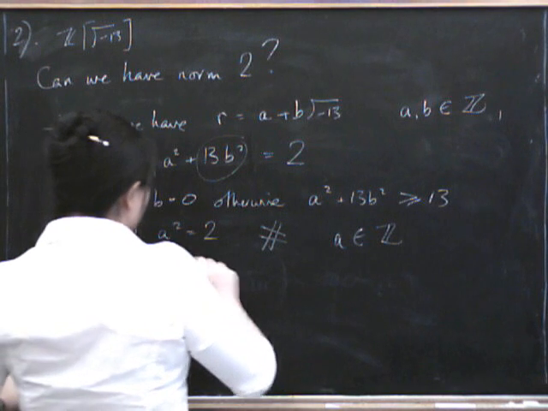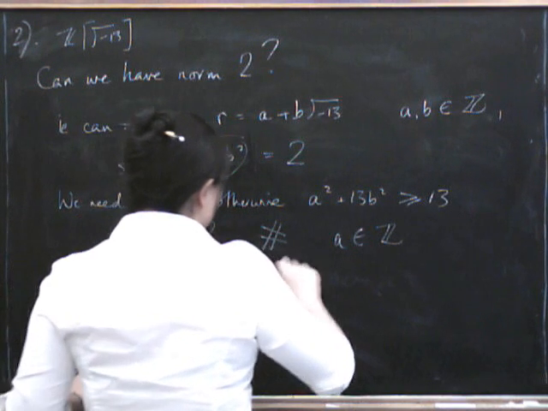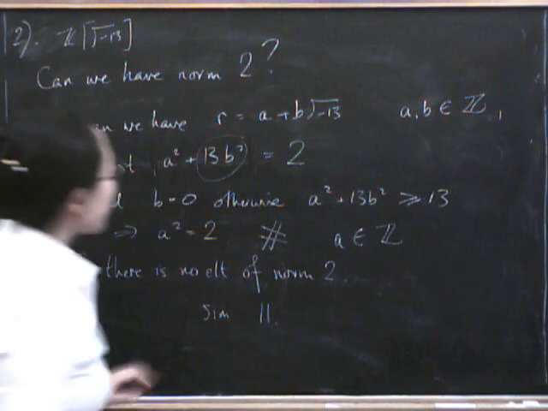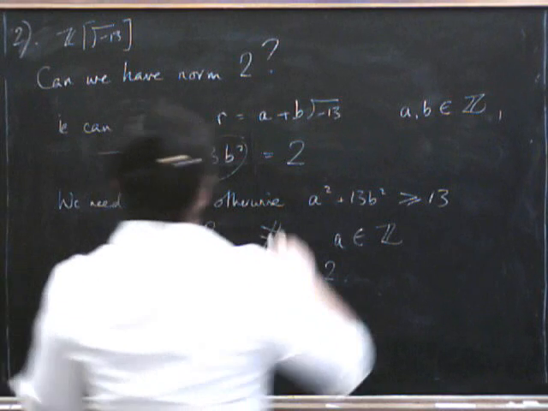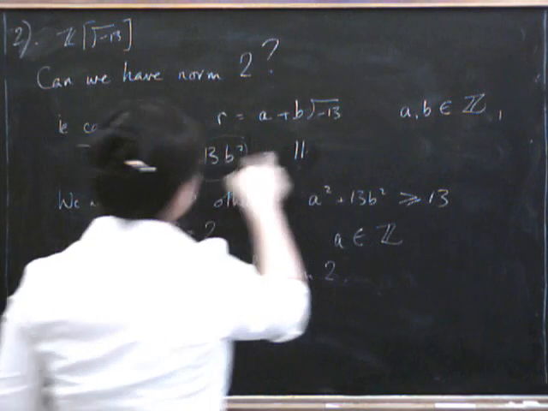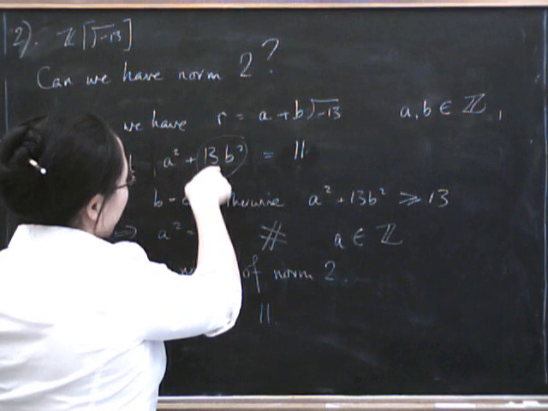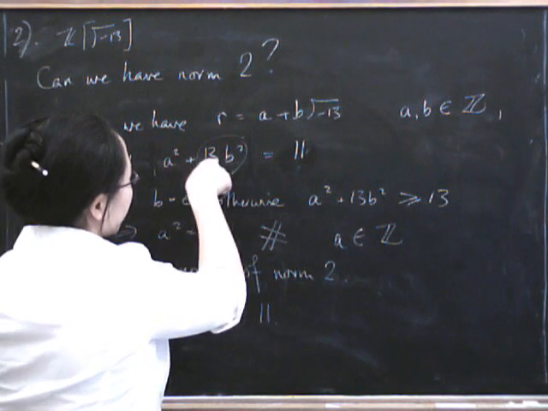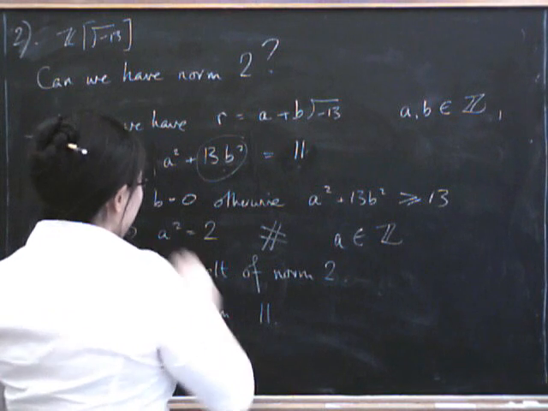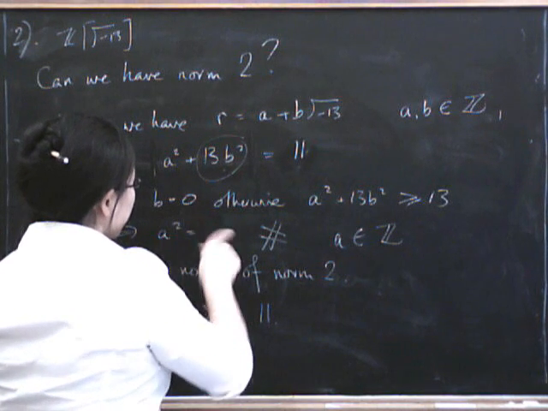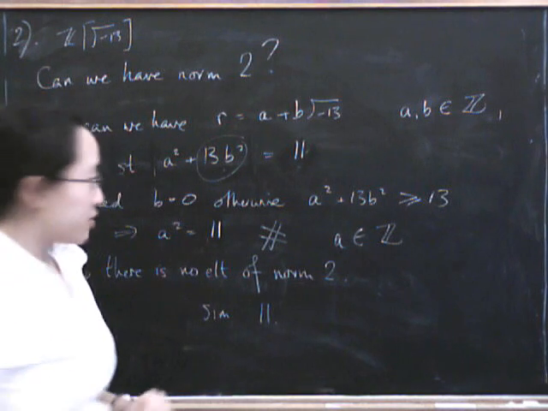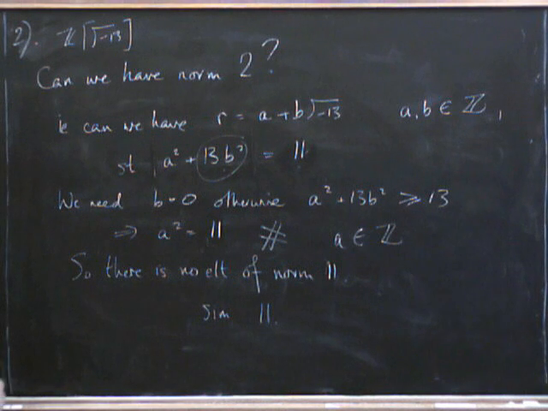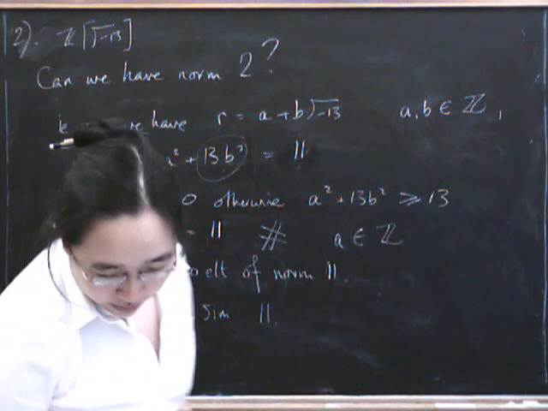There is no element of norm 2, and similarly 11. Because if you try doing it for 11, you'll see that again, if b was greater than or equal to 1, you'd immediately get this whole thing being greater than or equal to 13, which is bigger than 11. So b has to be 0, which means that a squared has to be 11, and that can't be true either. So we can't have anything of norm 11 either. Okay, so that deals with the first part.